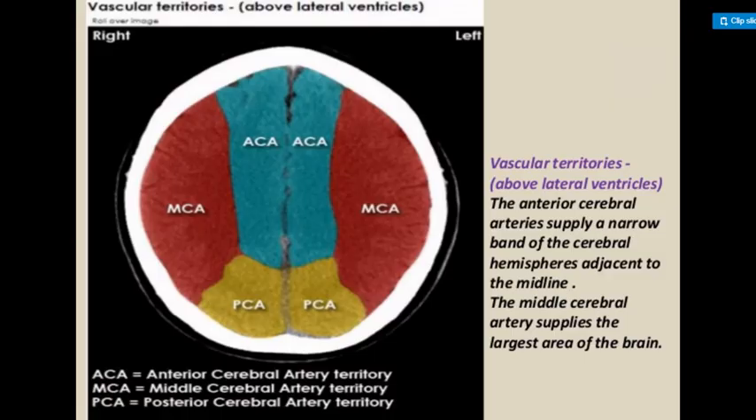Now, vascular territories. Above the lateral ventricle, the anterior cerebral arteries supply a narrow band of the cerebral hemisphere adjacent to the midline. Anterior, this is the blue one. The middle cerebral artery supplies the largest area of the brain. This is the red one, while the yellow one is the posterior cerebral artery, as seen here in this CT.